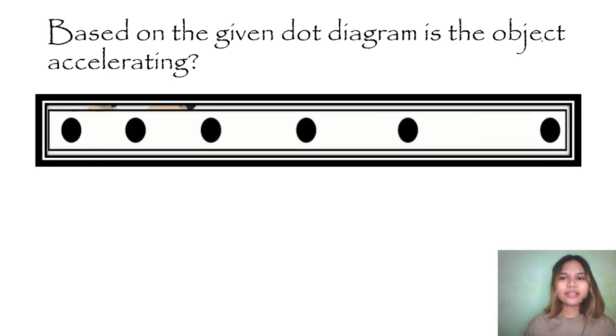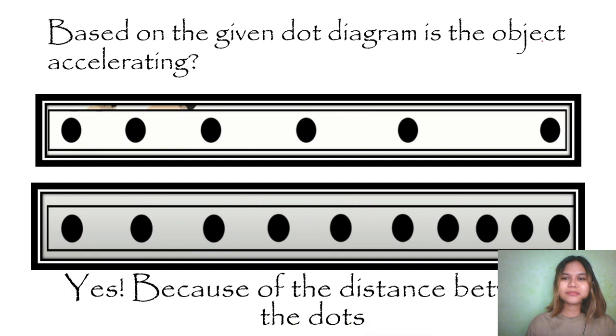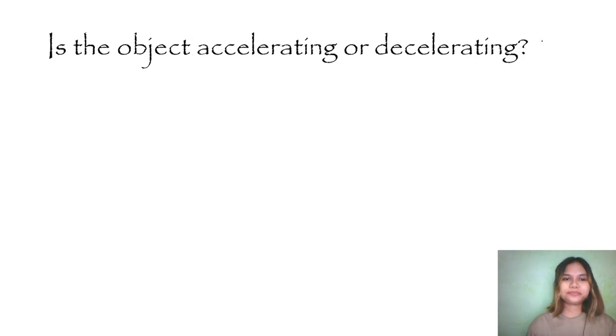Based on the given dot diagram, is the object accelerating? When you say positive acceleration, the object is increasing its speed. So the answer is, very good, the object is accelerating because the distance between the dots is being observed. So there is a change in terms of the distance between the dots. There is a change in terms of the speed of our object.